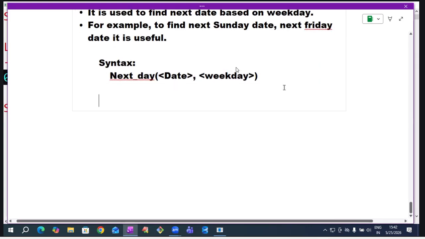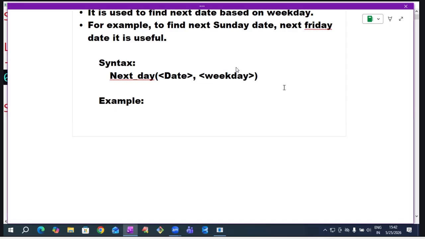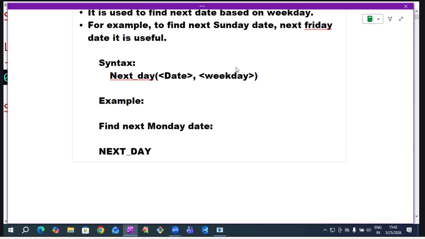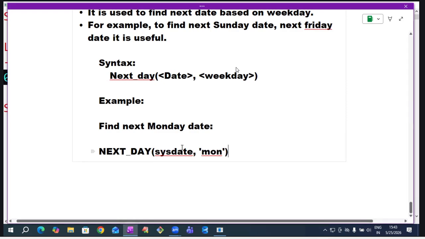Suppose the question is like this. Find next Monday date. How to find next day of? Okay, from which date? From today's date. Okay, next Monday date I want to find now. So here give sys date. Okay, weekday name I am giving as Monday. Next Monday I get.